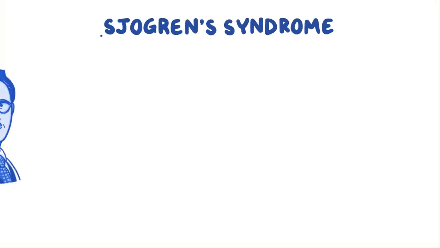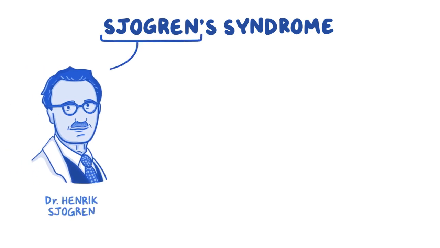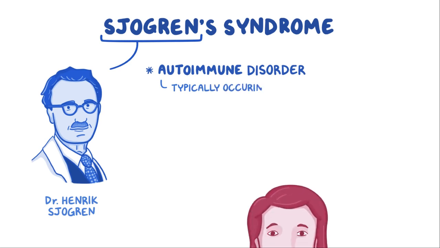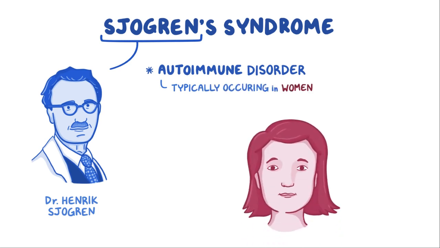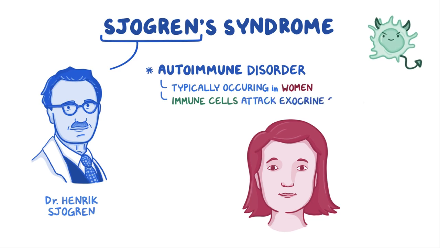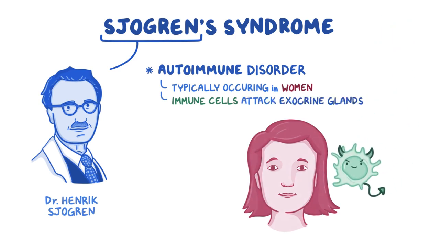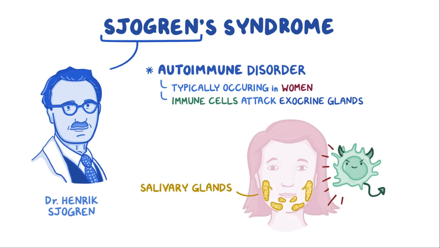Sjogren syndrome, named after Dr. Henrik Sjogren, who first identified it, is a common autoimmune disorder, typically happening in women. In Sjogren syndrome, the body's immune cells go rogue and start attacking various exocrine glands, which are glands that pour their secretions into a duct, most commonly the salivary glands and the lacrimal or tear glands.